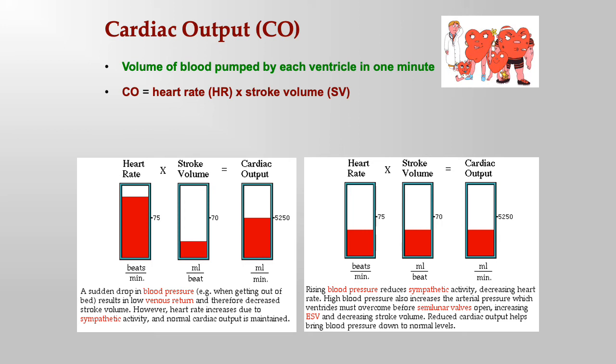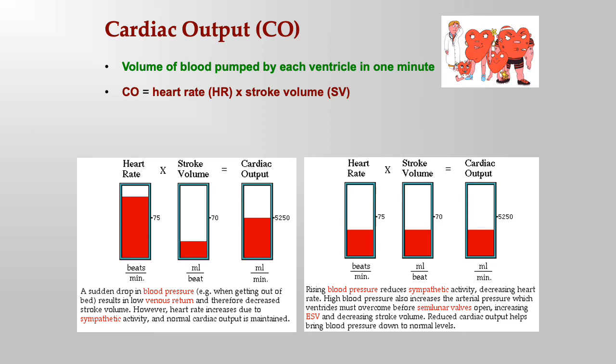Now take a look at what happens when you multiply heart rate times stroke volume. You have beats per minute times milliliters per beat. Remember doing this like in 4th grade or whatever? Notice how beats are going to cancel. So what are you going to end up with? Milliliters per minute.